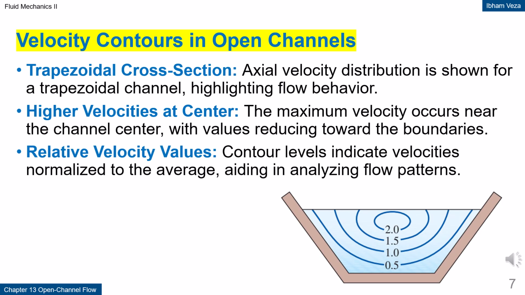This pattern is caused by friction between the fluid and the solid boundaries. The contours, normalized by the average velocity, help compare different flow conditions. This visualization is important to understand why the uniform velocity assumption is often only an approximation.